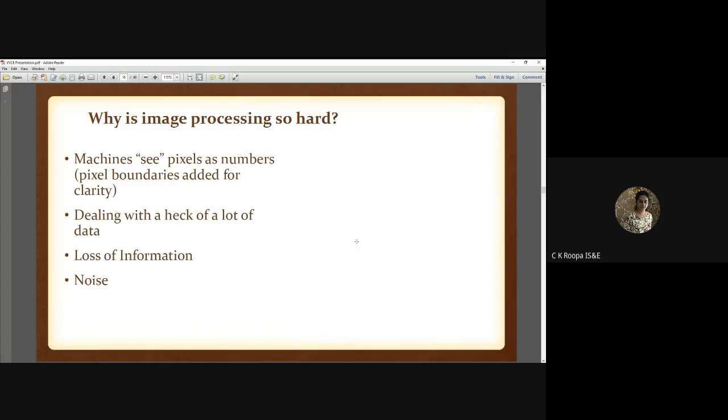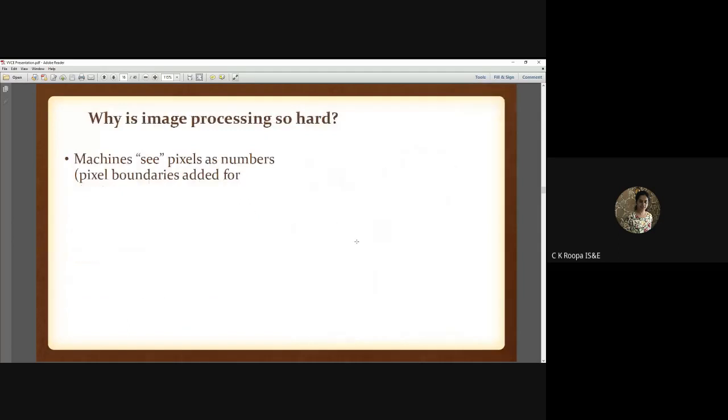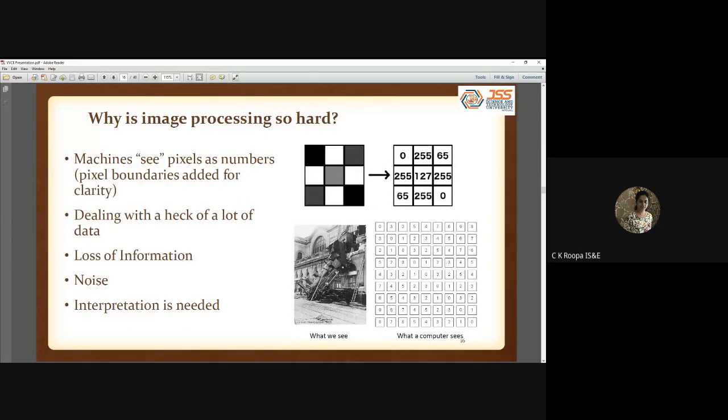While acquiring the images, there could be a presence of noise or outliers. There is a difference between noise and outliers, so please try to differentiate between them. Interpretation is needed in order to understand what exactly we are seeing through our human visuals, or what exactly the computers are seeing. That is why image processing is considered a very hard problem, even still today.